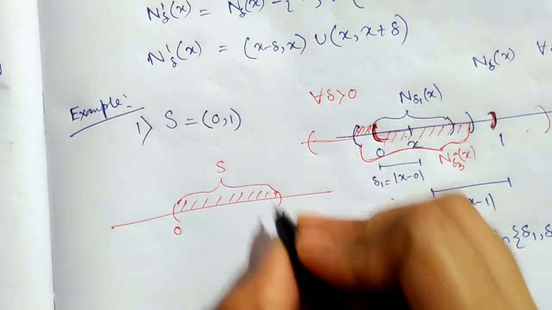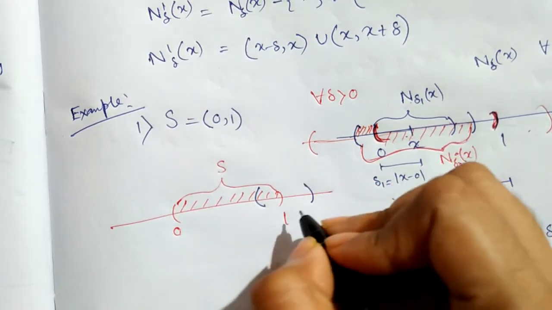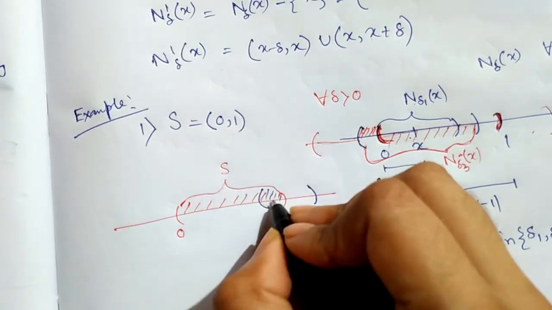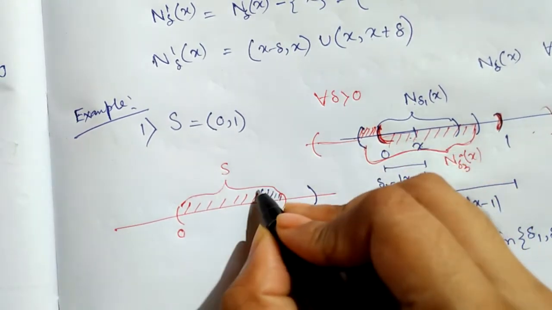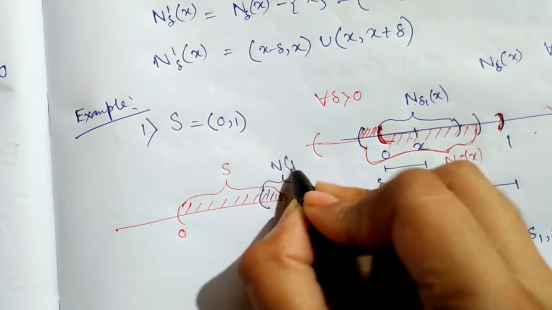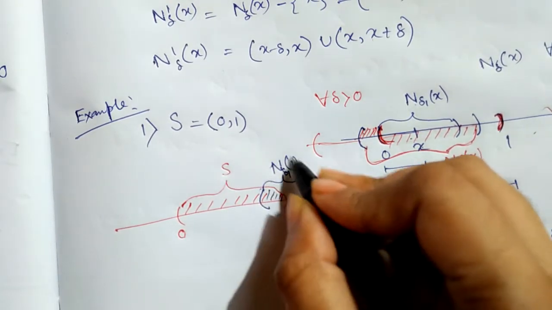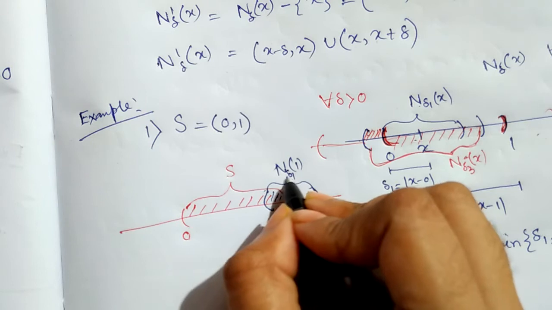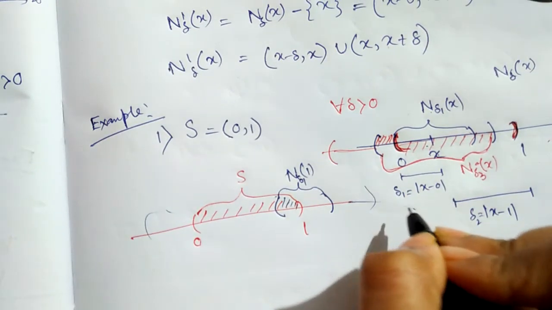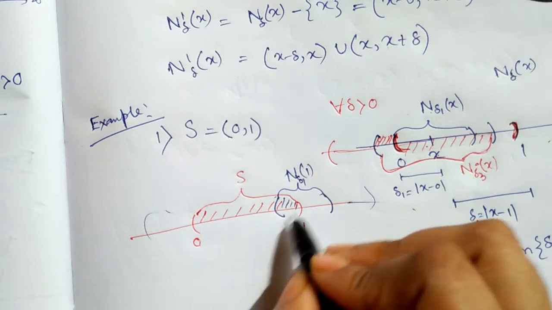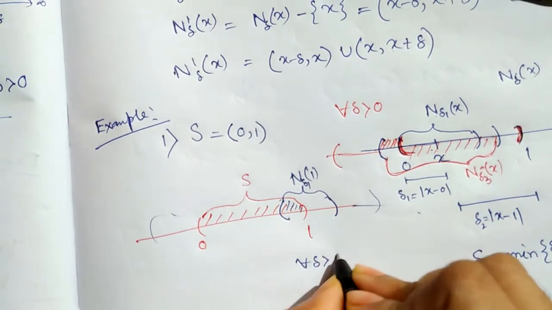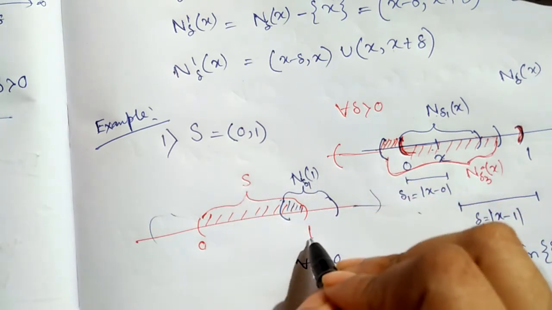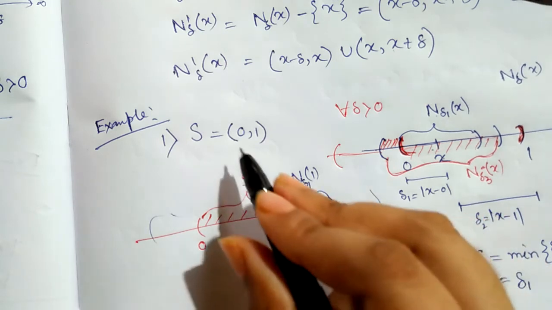Now take any delta neighborhood of 1. Then we can see this left section contains a point of S. So suppose this neighborhood is N1 delta 1. Then this neighborhood contains a point of S other than 1. Similarly, if we increase the value of delta, then we can see that for all values of delta, every delta neighborhood of 1 contains a point of S other than 1. So 1 is a limit point of S.